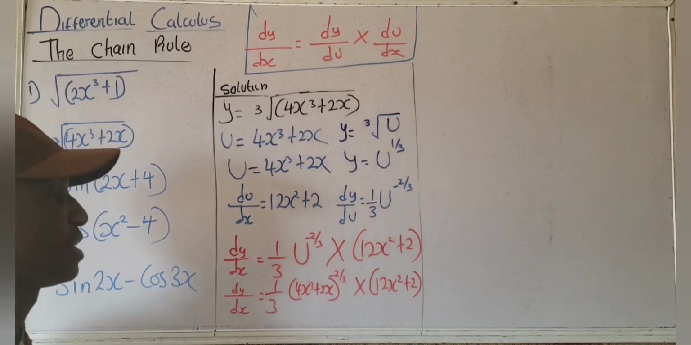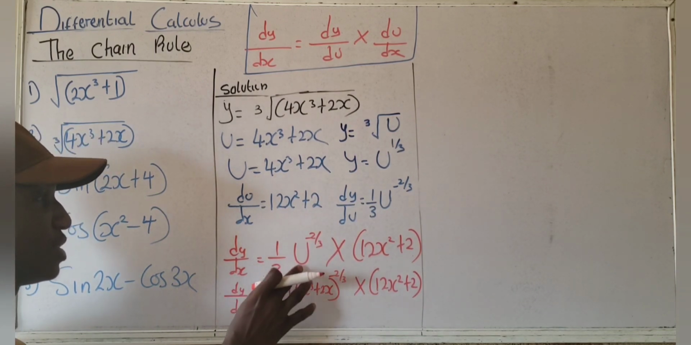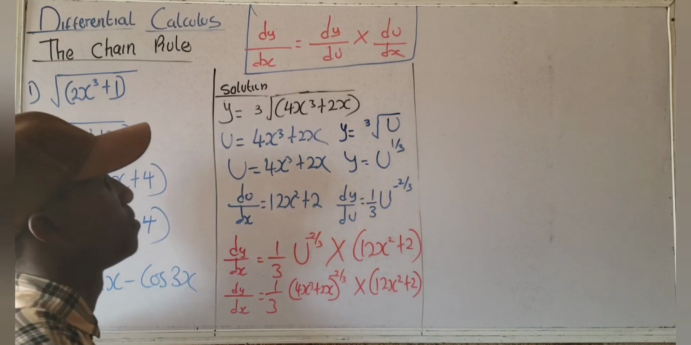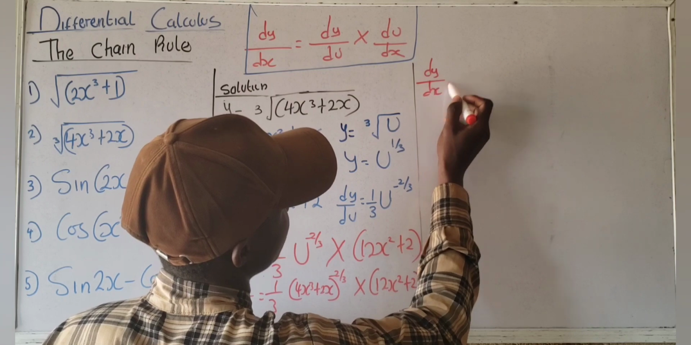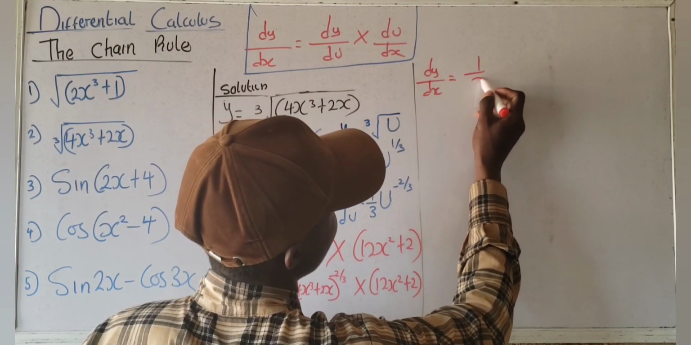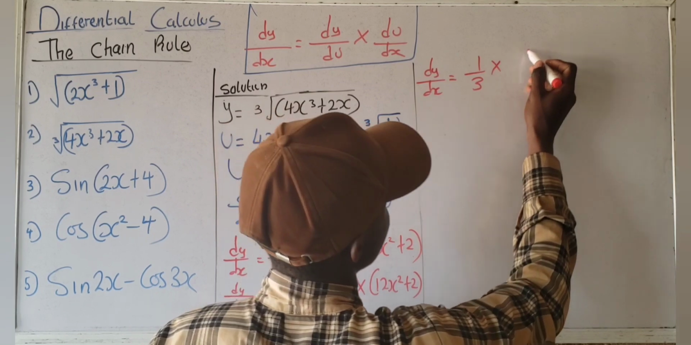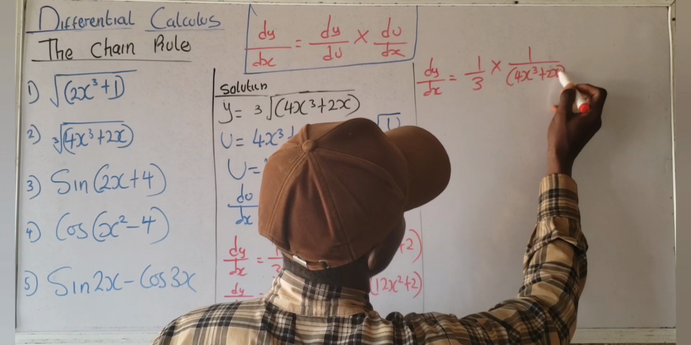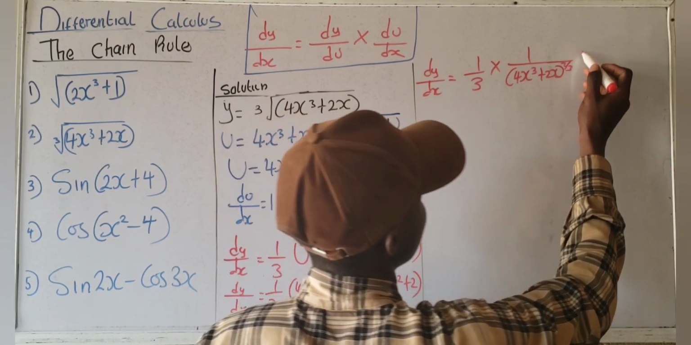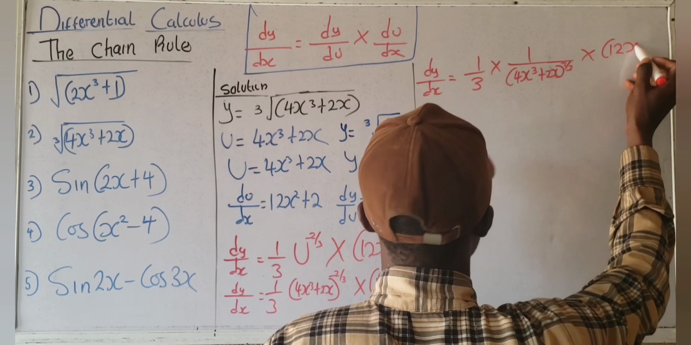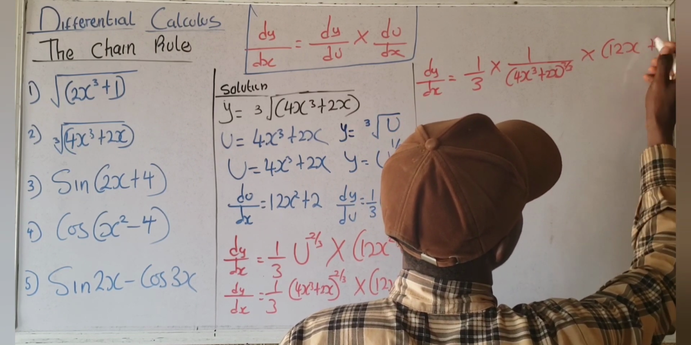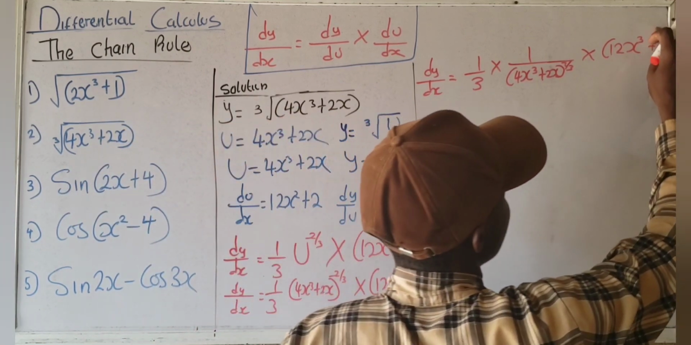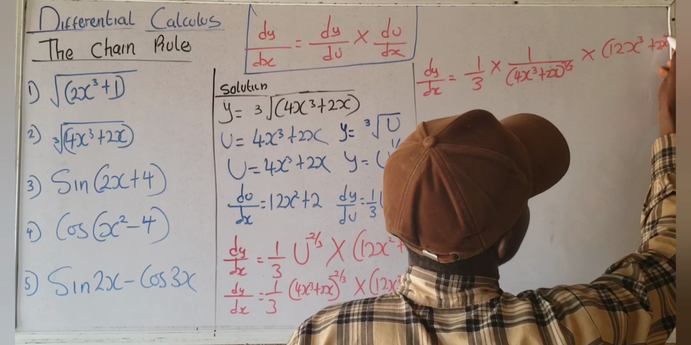You see, I've not done anything. All I did is that I just replaced this u with what we have here, 4x raised to the power of 3 plus 2x. Do you understand? Now, dy all over dx will be equals to 1 over 3 multiplied by 1 over 4x raised to the power of 3 plus 2x raised to the power of 2 over 3, multiplied by 12x raised to the power of 3 plus 2x, not plus 2. Please kindly pay attention to the x.